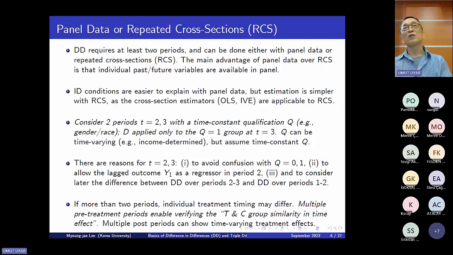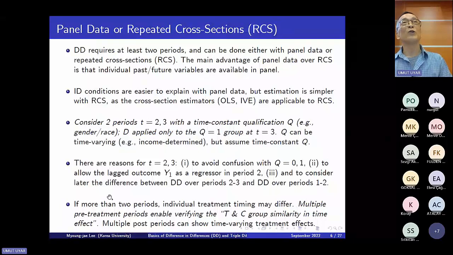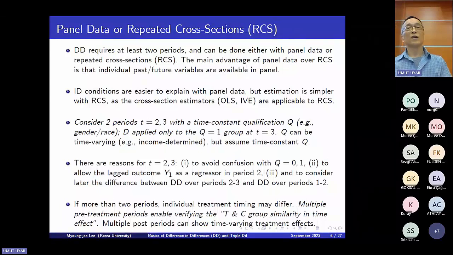I mean, policy effects usually change over time. It will be rare to see a constant effect despite time progressing. So if you have multiple post-treatment periods, you can estimate time-varying effects. Anyway, these are extensions of this basic setup with only 2 periods, time constant qualification. So I'll stick to this basic framework for a while.